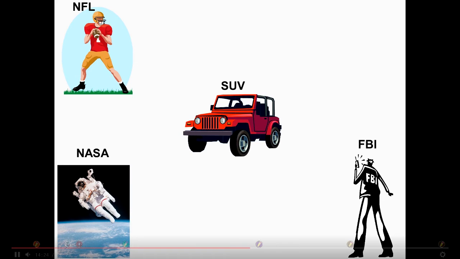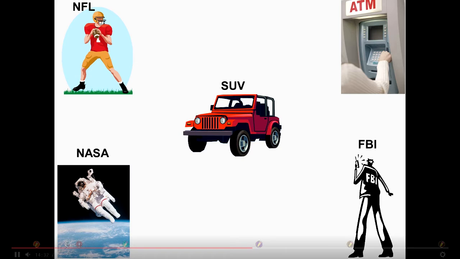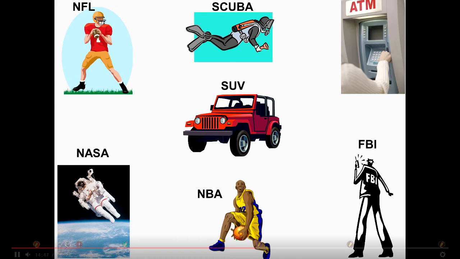The acronym NASA stands for National Aeronautics and Space Administration. The initials ATM stand for Automated Teller Machine. The initials NBA stand for National Basketball Association. And the acronym SCUBA stands for Self-Contained Underwater Breathing Apparatus.